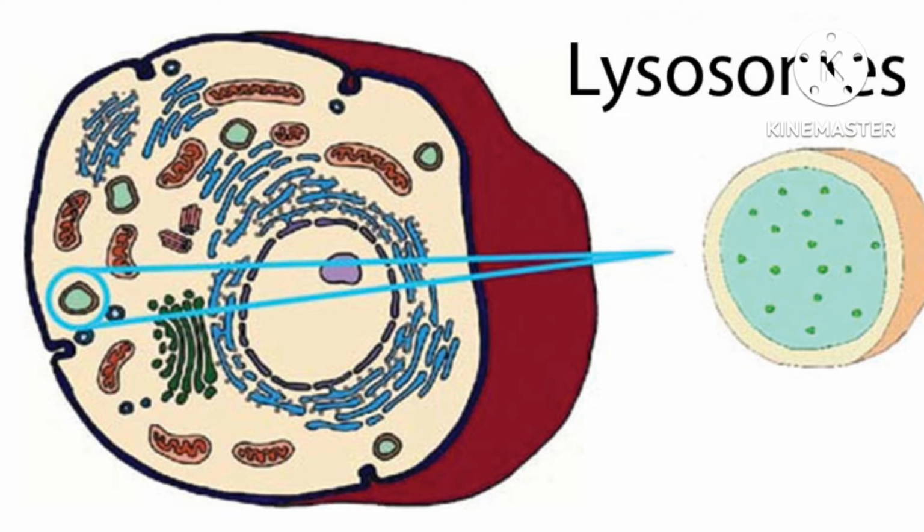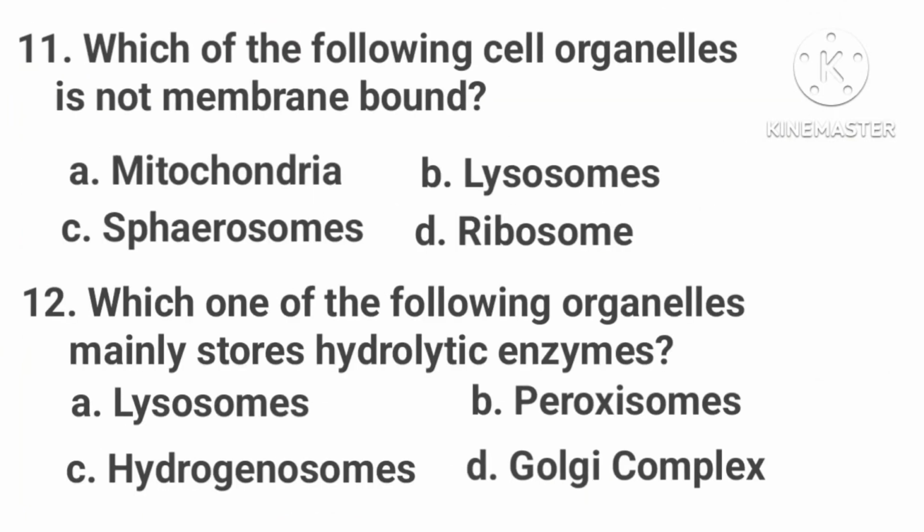These enzymes digest their own cell and ultimately the cell dies. Hence, they are called suicidal bags of the cells. Next one. Which of the following cell organelles is not membrane bound? Option A mitochondria, option B lysosomes, option C spirosomes, option D ribosome. The correct answer is option D ribosome.